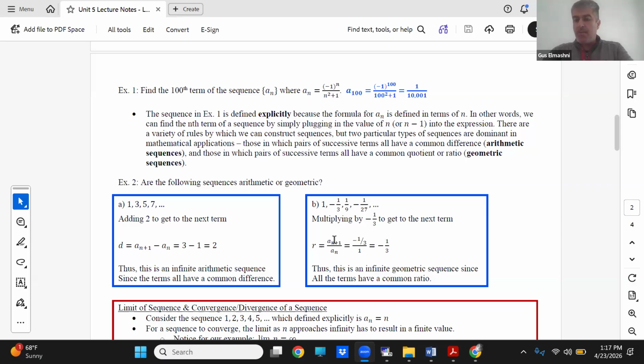Obviously, arithmetic we've talked about already, common difference. Geometry we talked about, common quotient or ratio. So just identifying, like part A, I think it's pretty obvious. That's arithmetic, right? And what are you adding to repeatedly? B is pretty obvious. What are you multiplying by repeatedly? Then 1/3, right? And it's alternating as well because the signs are changing. Sometimes we call it alternating sequence.